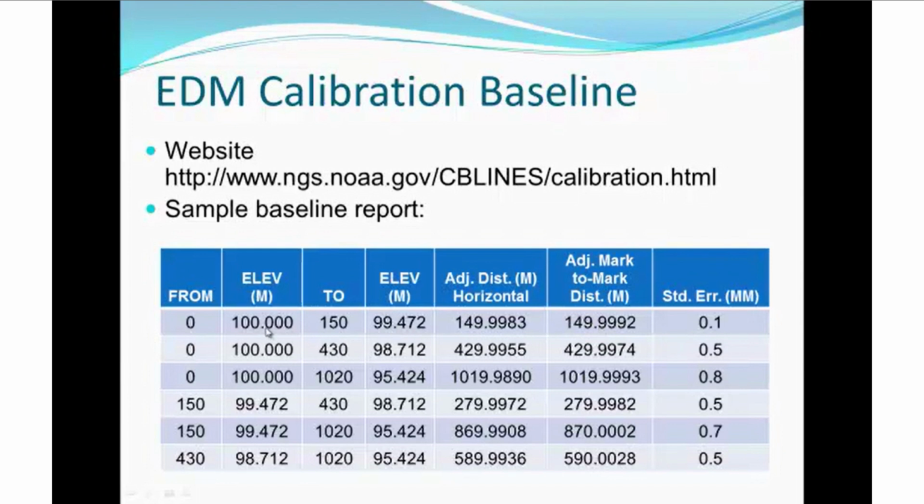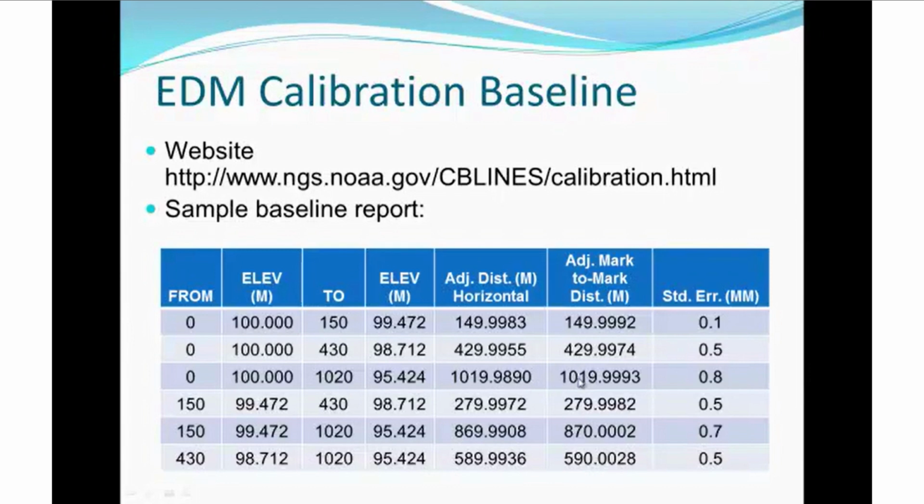And you see there are different elevations, so it's slightly a slope distance. It's 149.9992. Now this is not the same slope distance you'd be reading from your instrument. And then it has a standard error of 0.1 millimeter. You can see this continues on. They have a 430 mark and a 1020 mark, and the elevations vary significantly as you go down here. But what they have is these two adjusted elevations.